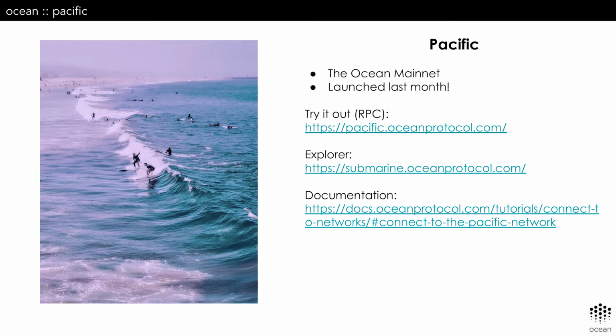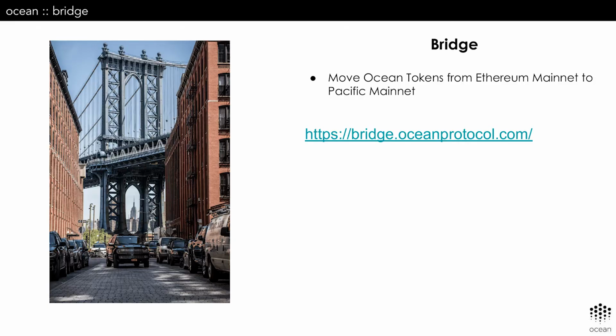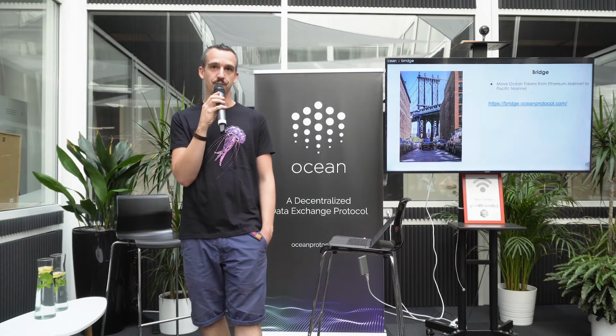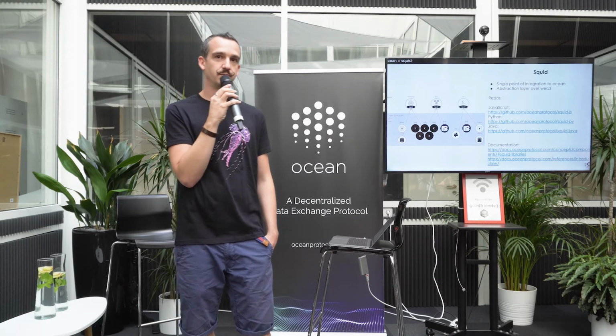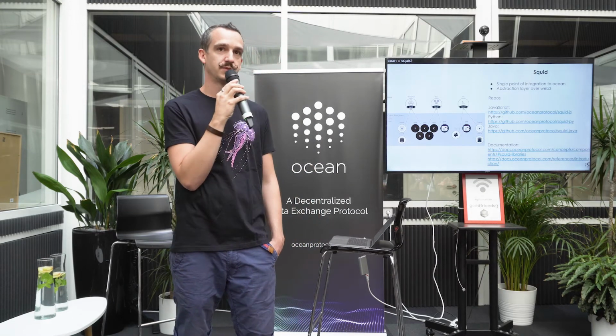And a few weeks ago, we launched our mainnet, which is called Pacific. And this is connected to the real Ocean token. So if you want to build a marketplace that actually leverages real Ocean tokens, you can do this against the Pacific network. And we have a bridge. That means you can transfer your tokens from where you have them in the wallet to the Pacific network to use them on the network.